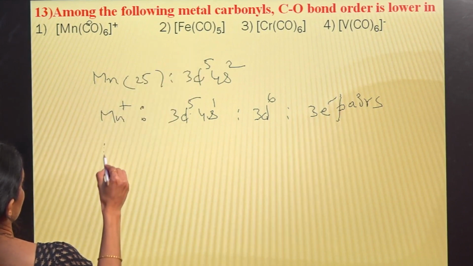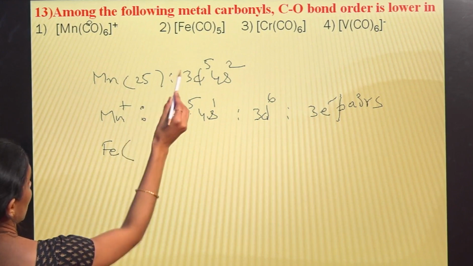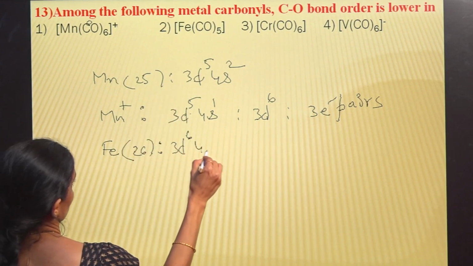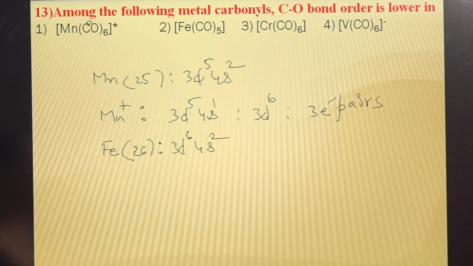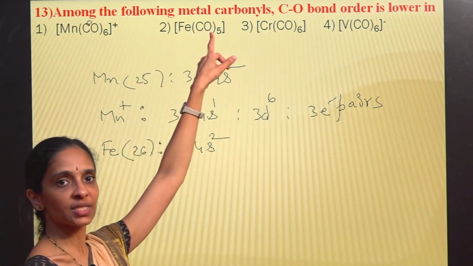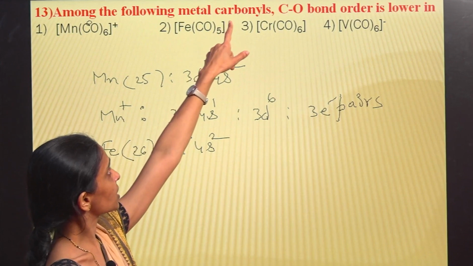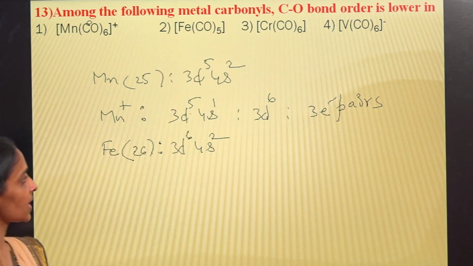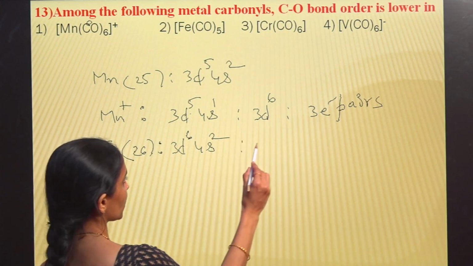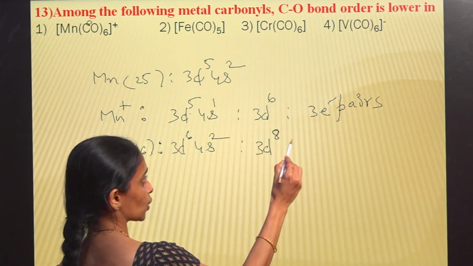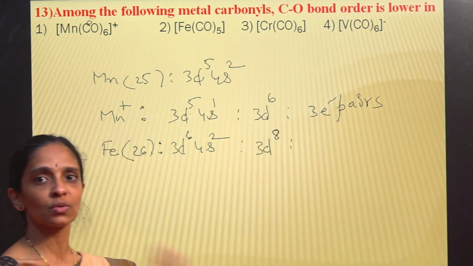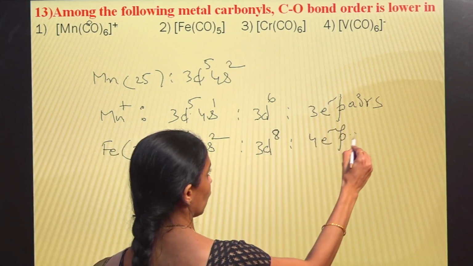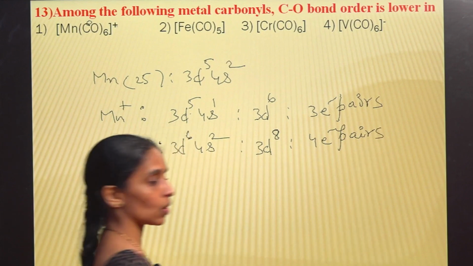In the next case, iron is the central metal. It is 3d6, 4s2. Iron is present in atomic state only. Here there is no charge. Carbonyl is also neutral, so iron is in atomic state. Here also, by the influence of carbonyl, electron pairing happens against Hund's rule. And you get how many electron pairs here? 4 electron pairs are got.